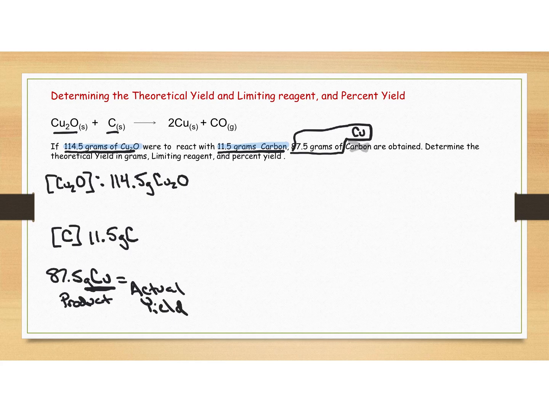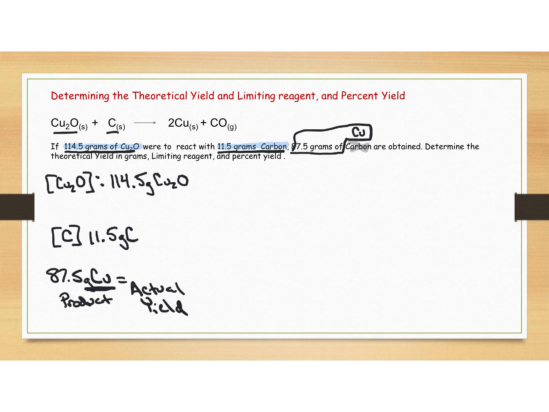Okay, so when I read this problem statement: if 114.5 grams of copper oxide were to react with 11.5 grams of carbon, 87.5 grams of copper are obtained. Determine the theoretical yield in grams, the limiting reagent, and percent yield.